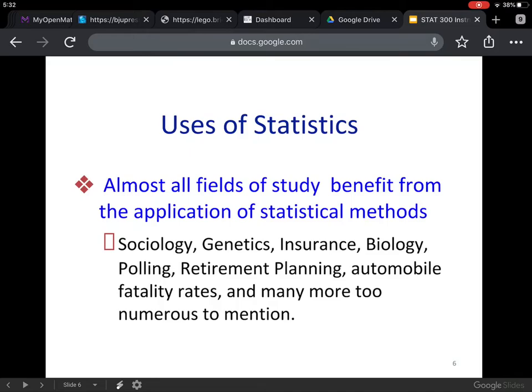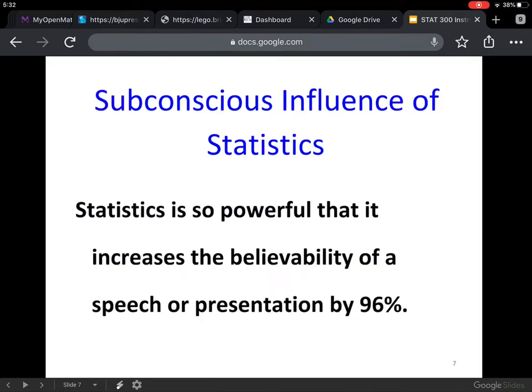So the uses of statistics are everywhere. Everywhere it's being used. And think about this. If you want to sound very authoritative, there is this subconscious influence of statistics. Try to remember the last time you were listening to some kind of talk or presentation and somebody used some statistics. Didn't they sound more authoritative? In fact, here's what it says. Statistics is so powerful that it increases the believability of a speech or presentation by 96%. That's crazy. So if you want to be believed or sound more authoritative, just include some statistics in your presentation.